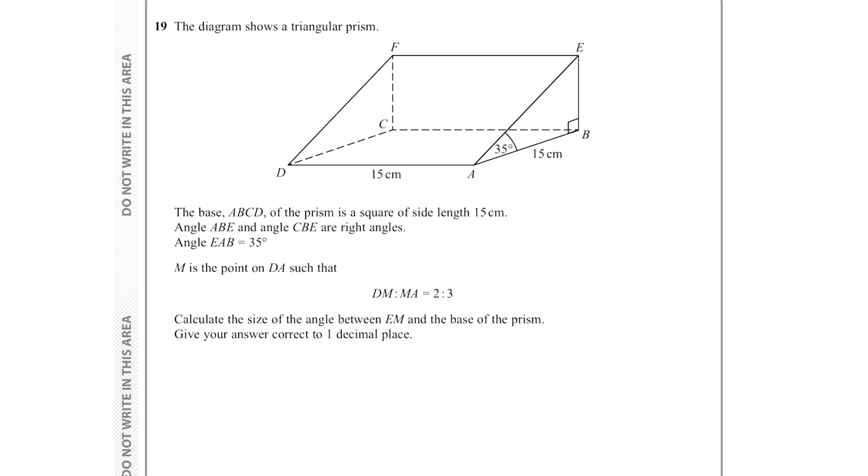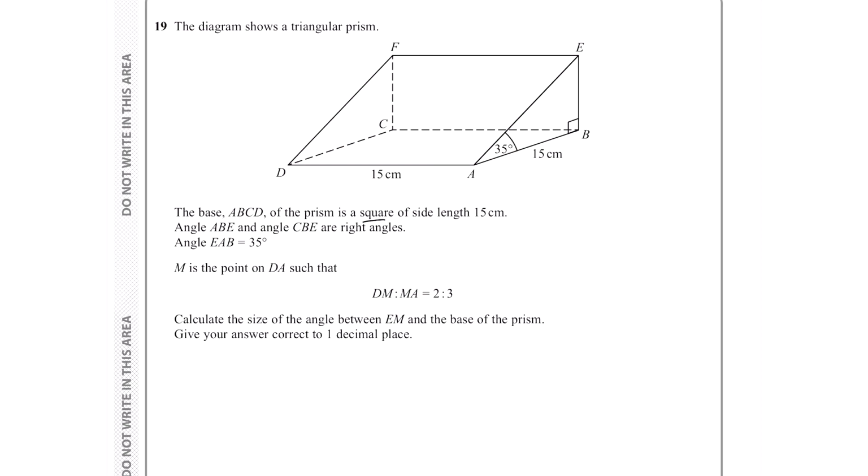The diagram shows a triangular prism. The base ABCD is square. Now, there's a few things you'll know about a square, that all sides in a square are the same, all angles are 90 degrees. So worth bearing that in mind. Angle ABE and angle CBE are right angles. I can see that on the diagram. Angle EAB is 35, that's labeled too.